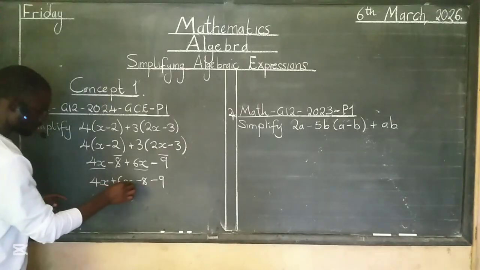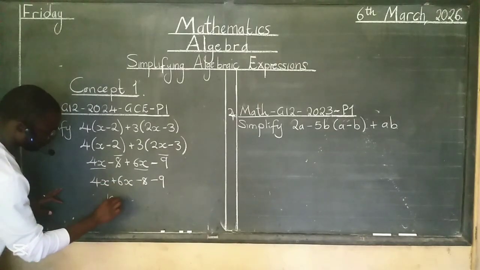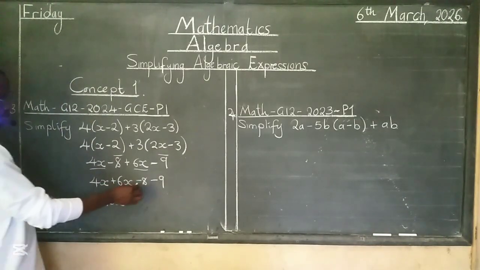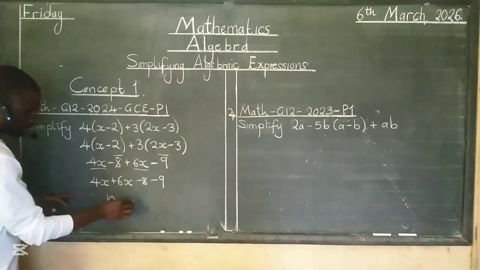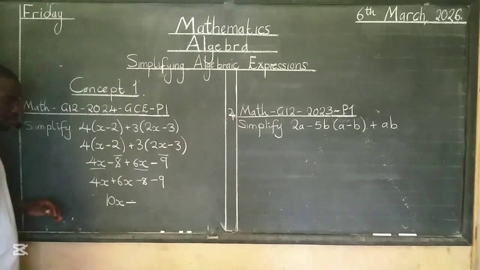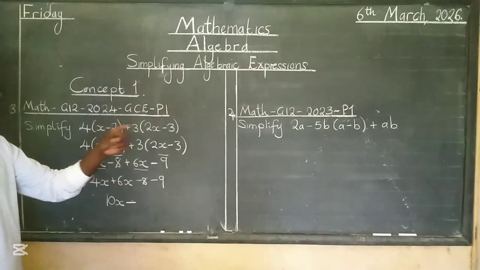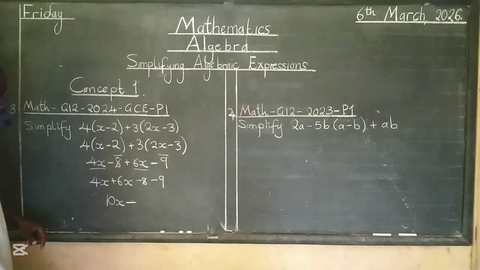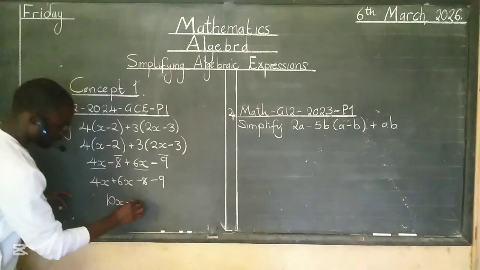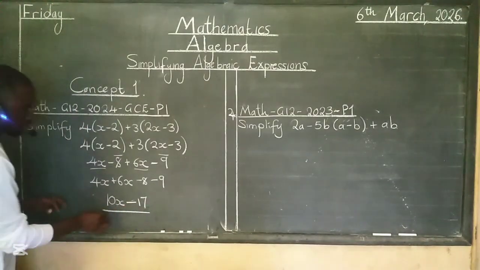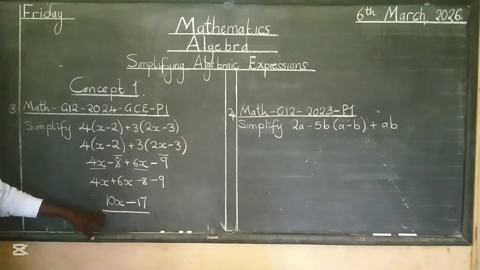4x plus 6x will be 10x. Minus 8 minus 9, it's like you are adding them, only they are going in the negative direction. You can use that number line method I showed you. So it's like 9 plus 8, which is obviously going to be 17. And just like that, we are done.